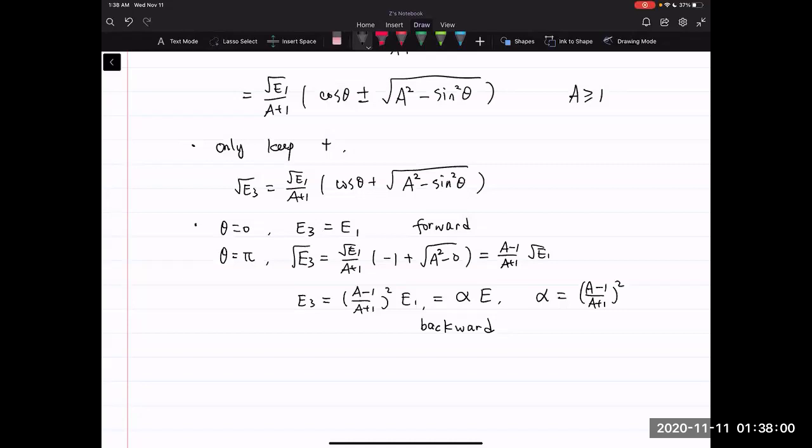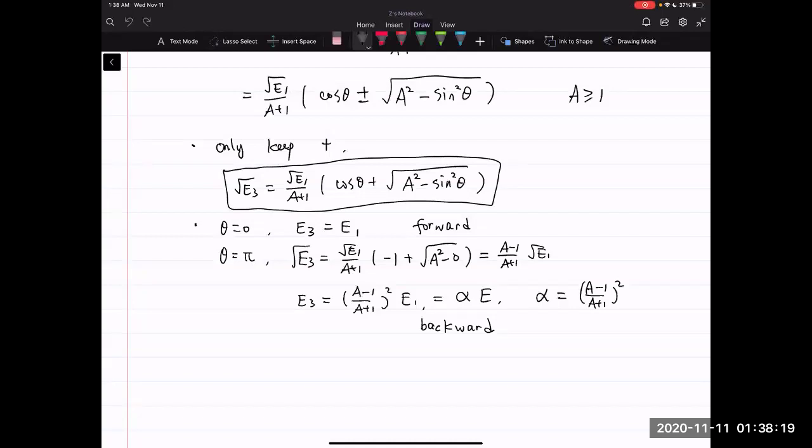Okay, so now we have the energy E3 of the scattered neutron as a function of E1 and the scattering angle. Let me draw a box here. So this is the important result. Then what do we do next?